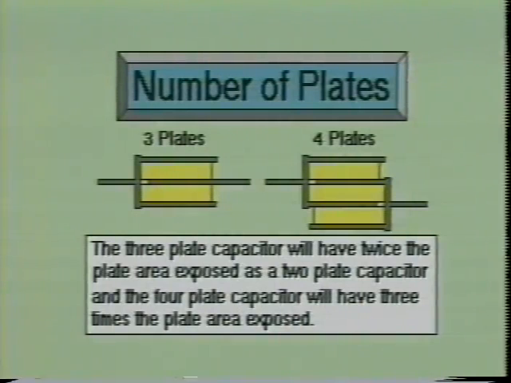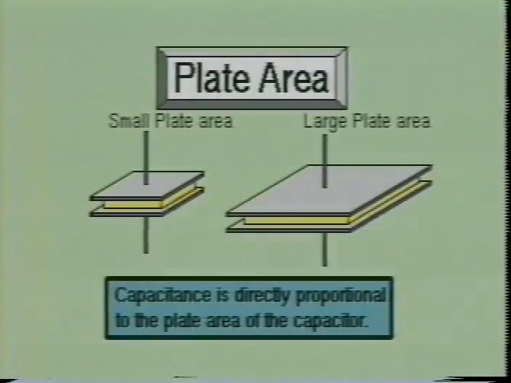Another factor which affects the capacitance of a capacitor is the number of plates. A 3-plate capacitor will have twice the plate area exposed as a 2-plate capacitor, therefore twice the capacitance. A 4-plate capacitor will have 3 times the capacitance. Multi-plate capacitors are usually designed so the plates are stacked on top of one another, separated by strips of dielectric material. The plate area of the capacitor is another factor affecting the capacitance. If the plate area is doubled, the capacitance will double.